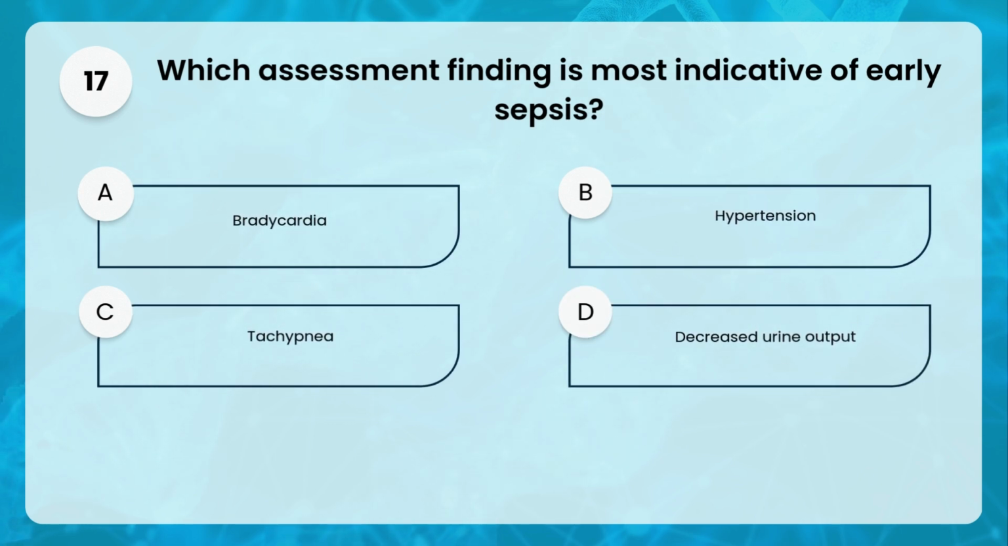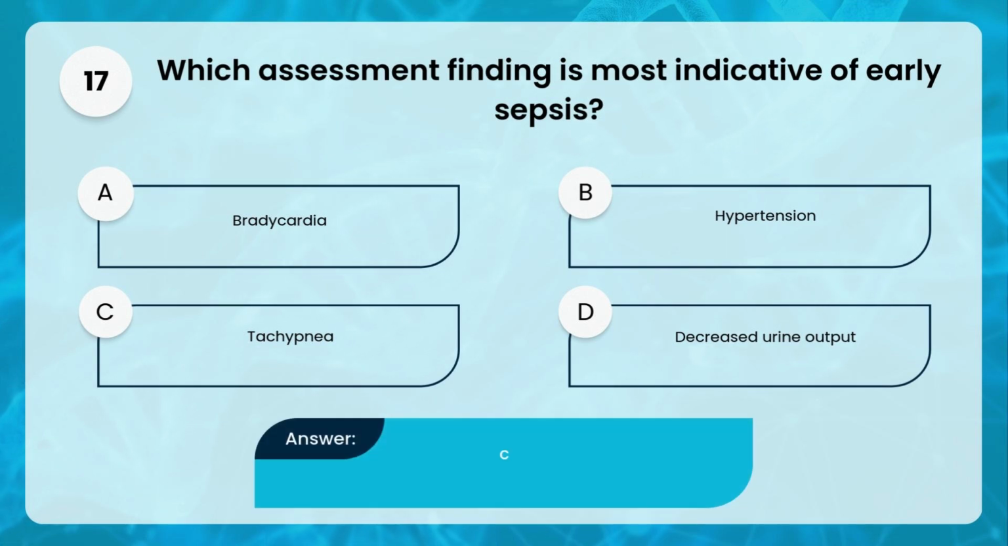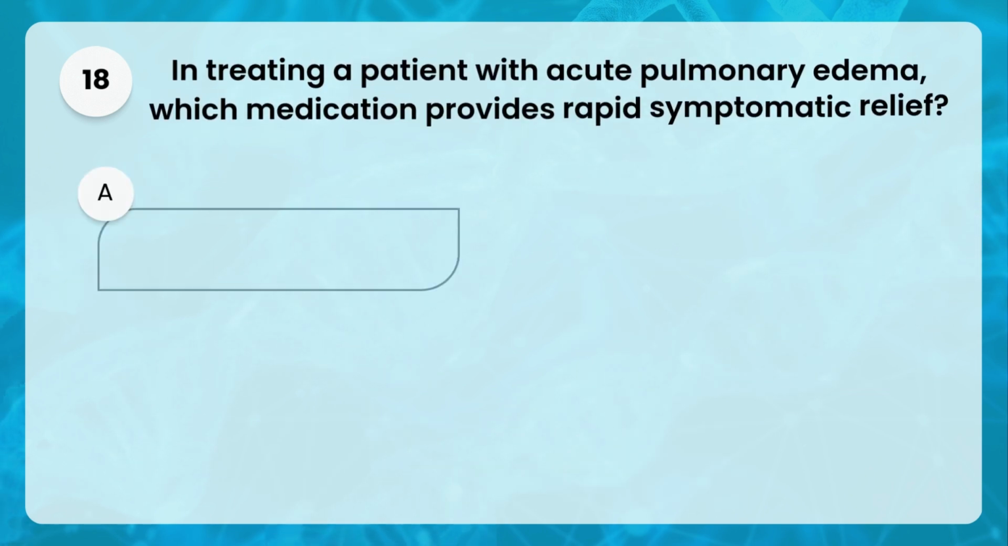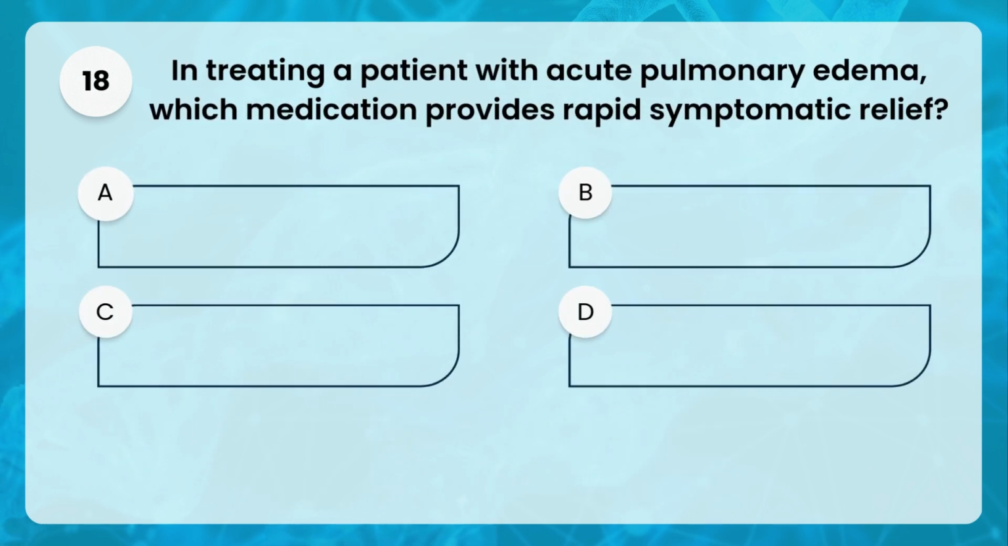Number 17. Which assessment finding is most indicative of early sepsis? A. Bradycardia. B. Hypertension. C. Tachypnea. Or D. Decreased urine output. The answer is C. Tachypnea. Number 18. In treating a patient with acute pulmonary edema, which medication provides rapid symptomatic relief? A.